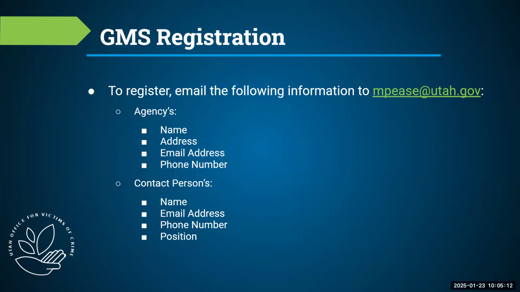New applicants to UOVC must register their agency to gain access to the Grants Management System, or GMS, which is used to access, complete, and submit applications. To register, email mpeace@utah.gov with the following information: the agency's name, address, email, and phone number, as well as the contact person's name, email, phone number, and position. Once your information is submitted, you will receive instructions on how to access the system and begin the application process.